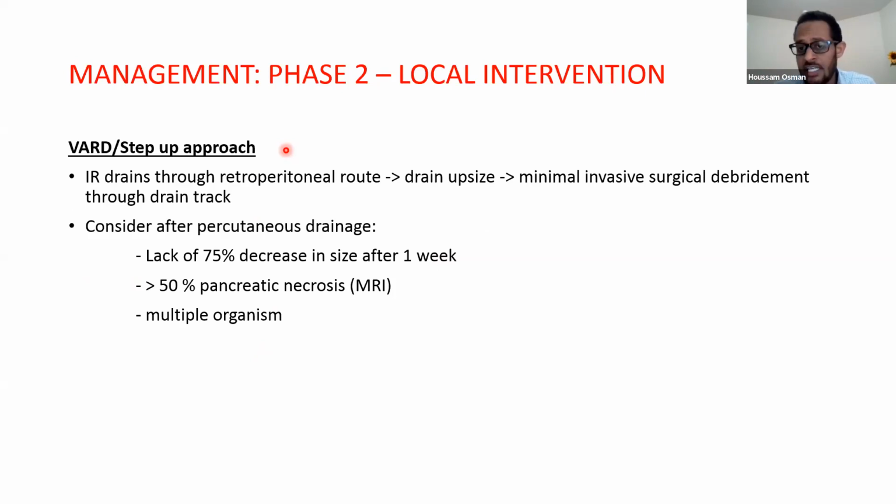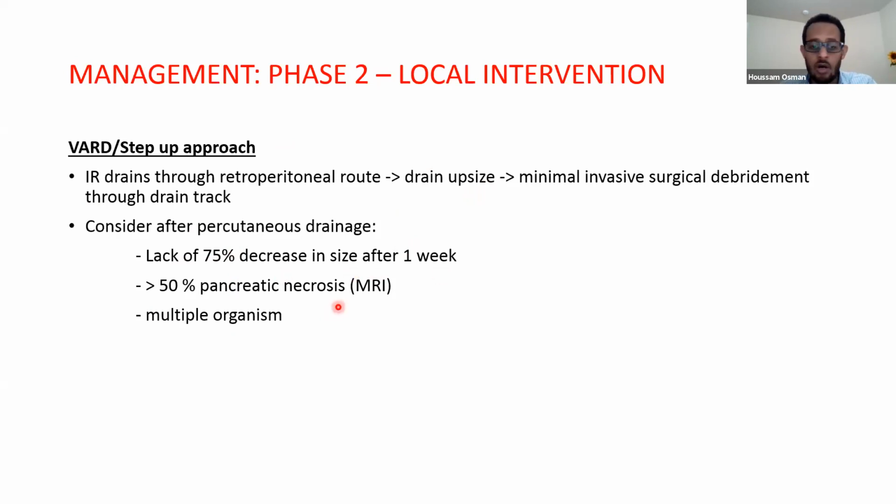And if the patient needs intervention, then you can just go laparoscopically or with a video-assisted procedure through the flank, use the track that you have from the drain, and pull the pancreatic tissue out, okay? And you should consider that if there's a lack of 75% decrease in the size after 1 week.